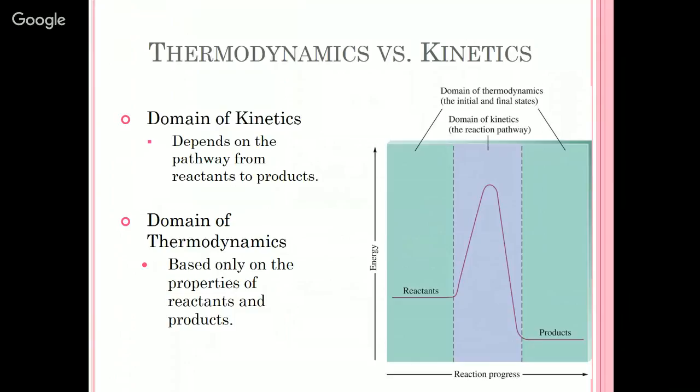When we look at thermodynamics, we're only looking at the properties of our reactants and our products. So not how they get there, just what are their energies, what are their entropies associated at that particular time. So where we start and where we finish, thermodynamics. This middle part here where we get up to our intermediate, this is where we study kinetics, the pathway.